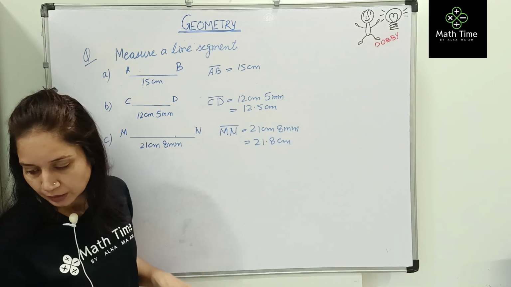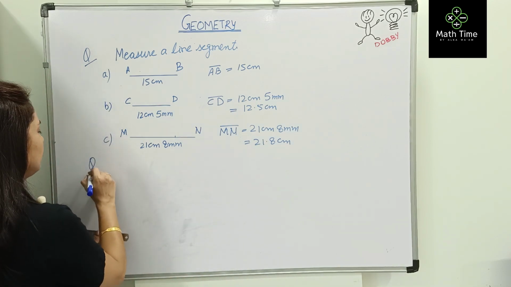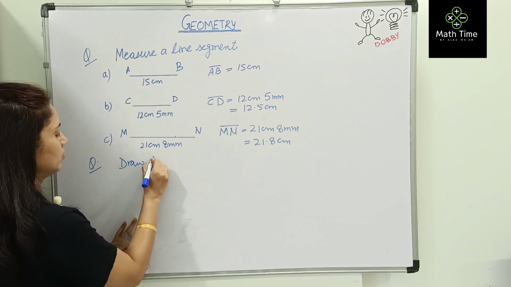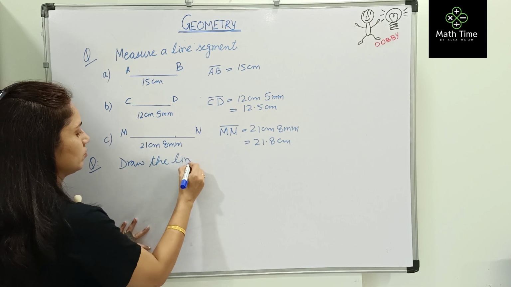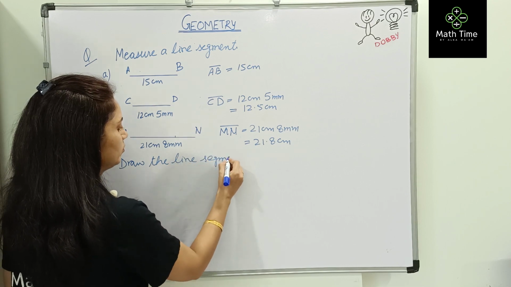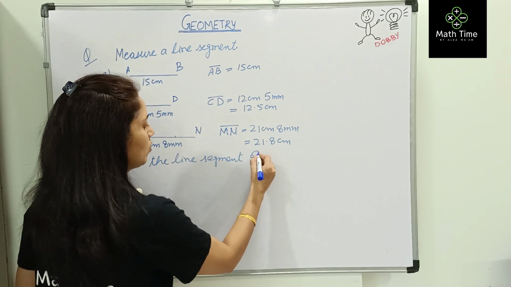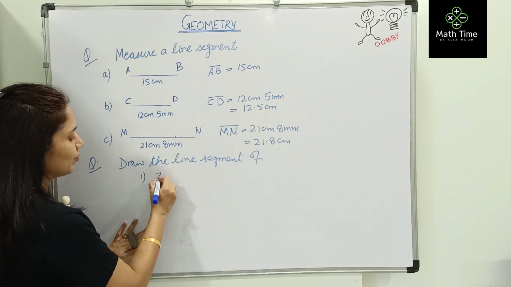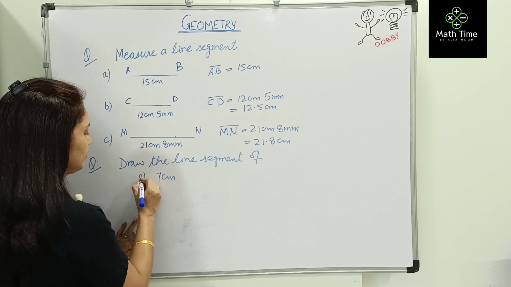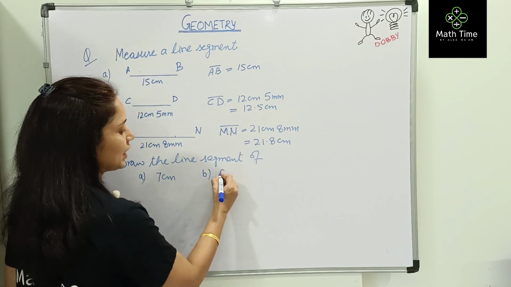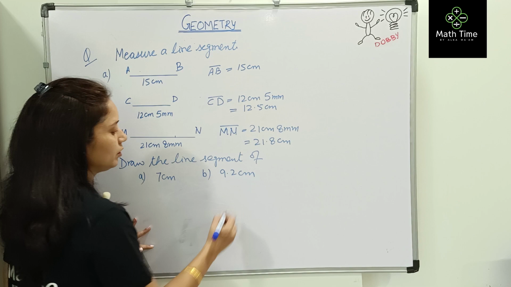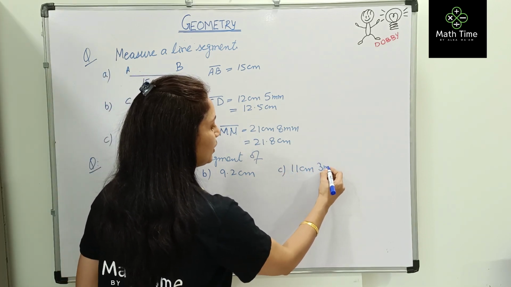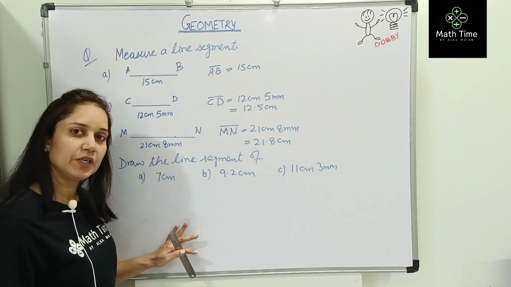Okay. Now you all have to try one question which I am giving you. Draw the line segment of measurements I am giving you. Okay. You have to draw the line segment of 7 centimeter. Then B part, you have to draw the line segment of 9.2 centimeter. And C part, 11 centimeter 3 millimeter. These three line segments you will be trying yourself.